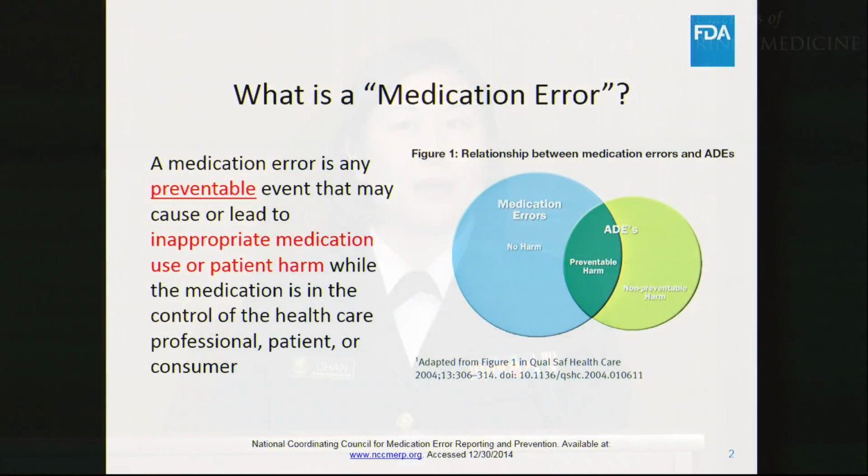And I'm going to start first by talking about the definition of what is a medication error. I'm not going to read this for you, but what I want you to focus on is the key words that are underlined and in red. That whole idea about a medication error is we're trying to prevent something. We're trying to prevent an event that could lead to inappropriate medication use or patient harm.